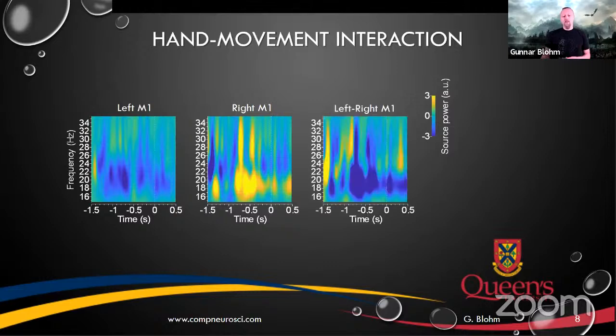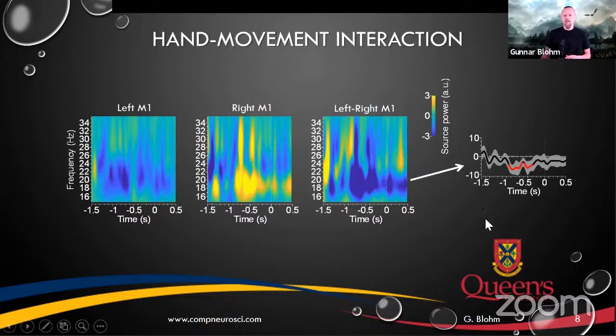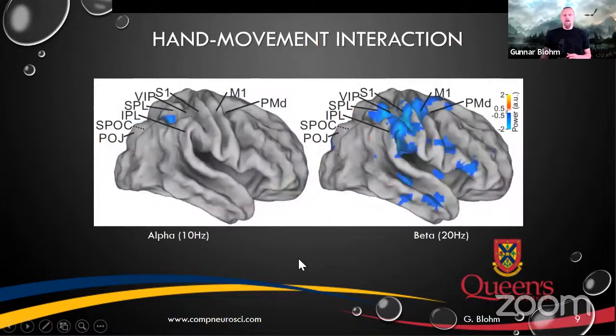And then we can again compute, by subtracting left and right M1, an overall index of the interaction between hand and movement effect. And that shows some significance before the movement onset. So looking at the whole brain map in the 500 milliseconds prior to the movement again, we find that we have hand-specific motor plans in a more sparse network than hand representation in the brain. And this is only the case in the beta band and not in the alpha band.